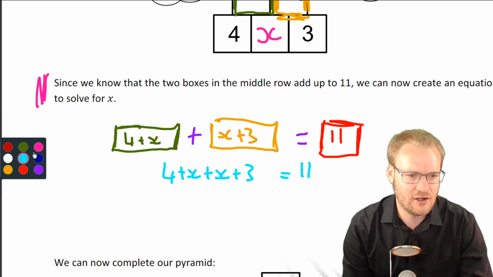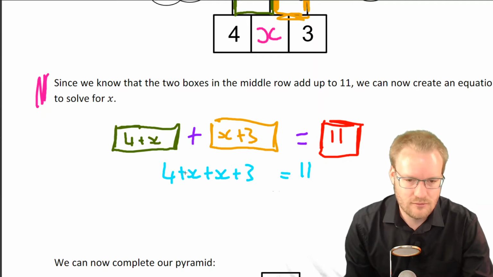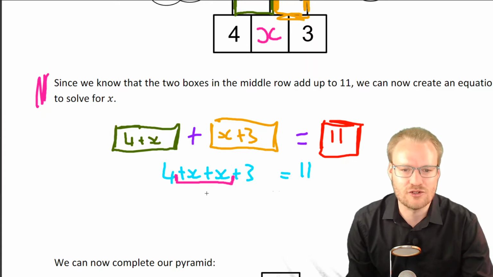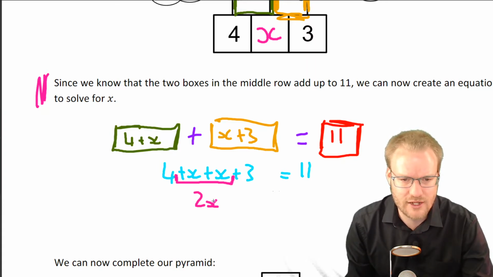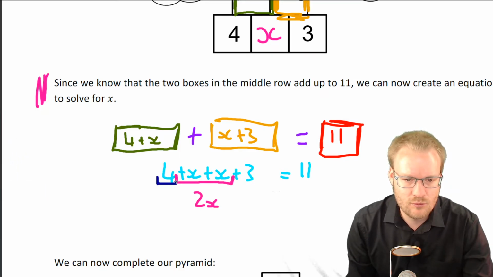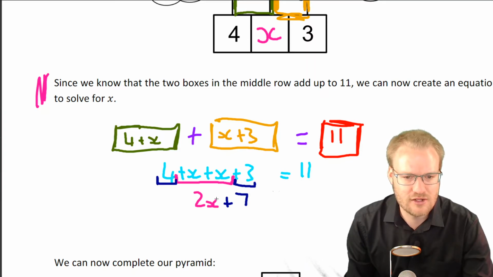So let's look at all our x parts. Here we've got a positive x and we're adding another x. So what can we simplify that to? Well, that's the same as 2x. And for our other part, let's go in blue here: we've got a positive 4 and we're adding 3, so therefore what do we have? Positive 7. Doesn't matter if you put positive 7 plus 2x or 2x plus 7, either way, and this equals 11.